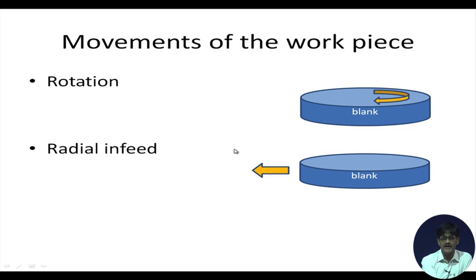So, 5 motions in total are required to make this work, and we have a machine called the gear shaping machine, in which all these movements are incorporated.